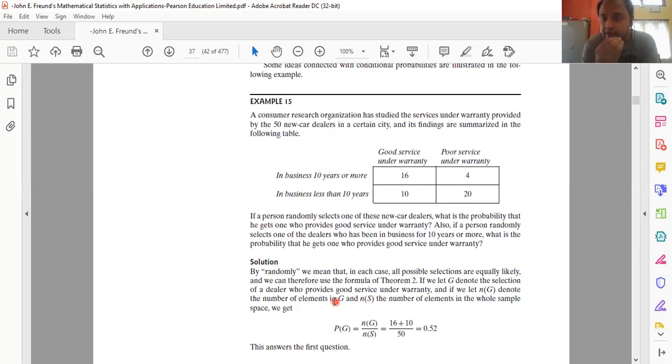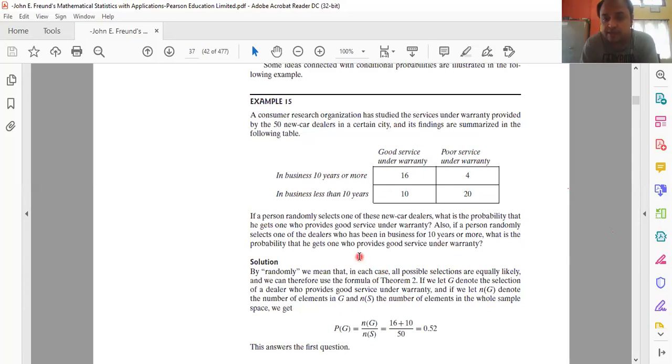because events and sets, these two items are actually similar to one another. When we discuss probability, then we call the sets as events. Now, when we get the number of the car dealers providing good service under warranty, and if we denote this by capital G, then this is my favorable number of cases with respect to the classical definition of probability. And we need to have the total number of possible outcomes, which is actually the cardinality of the sample space.